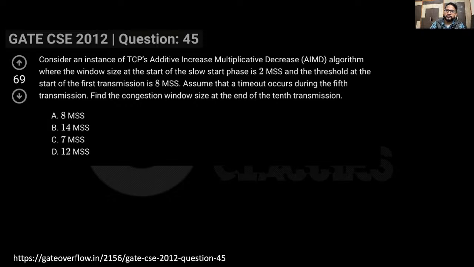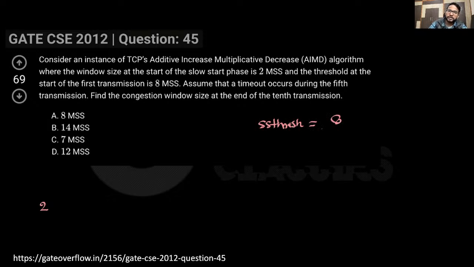Consider an instance of TCP additive increase multiplicative decrease algorithm where the window size at the start of slow start is 2 MSS, and the threshold at the start of the first transmission. See, what is this threshold? Can anybody tell me? This is the initial threshold. Whenever they give a threshold at the start of the first transmission, this is the initial threshold. So the slow start threshold to start with is 8 MSS.